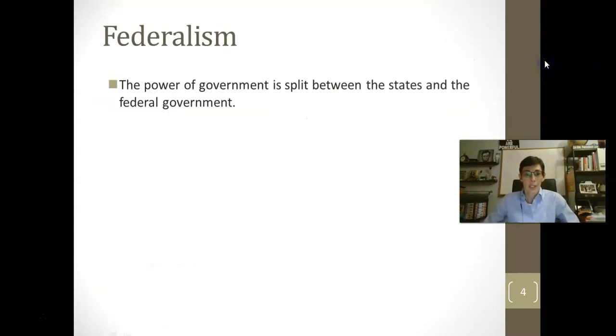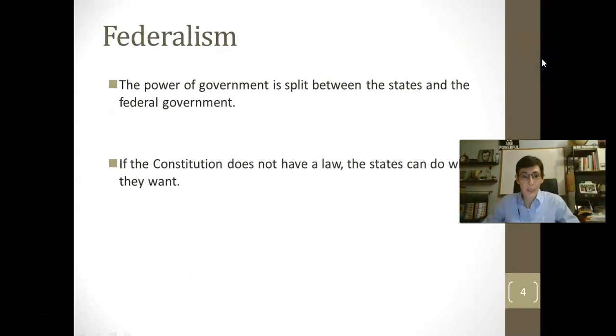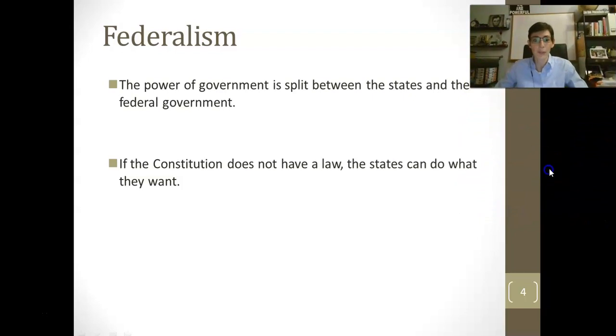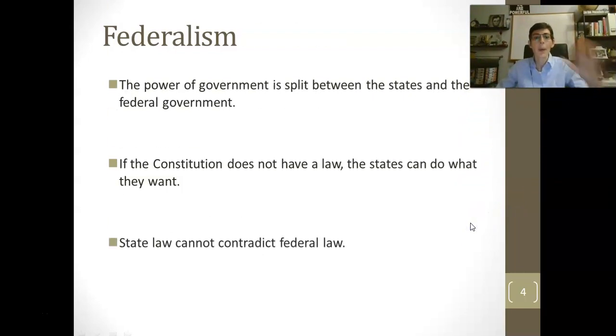All right, so let's keep going. Some additional details of federalism. I know I just talked about this, but I really want to make sure that we're all on the same page. Power of government is split between the states and the federal or national government. If the Constitution does not have a law, the states can basically do what they want. This is what the 10th Amendment is all about. But state law cannot contradict federal law. That is what the Supremacy Clause is all about.